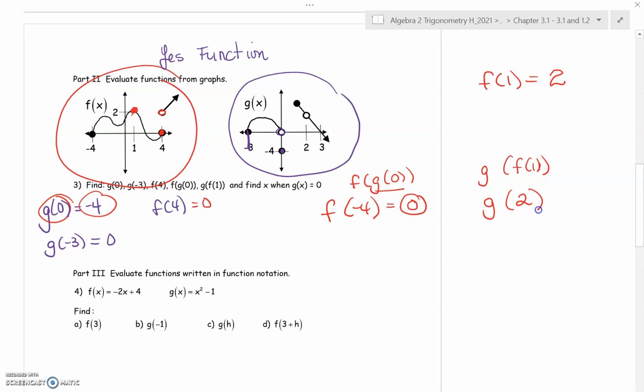So now I want to find when x is 2 on the g of x function. So when x is 2, that's right here, notice that there is no point there. So that is undefined.